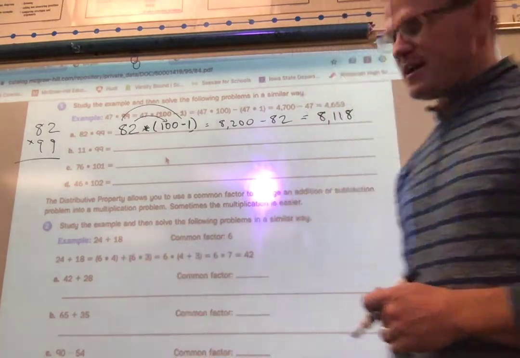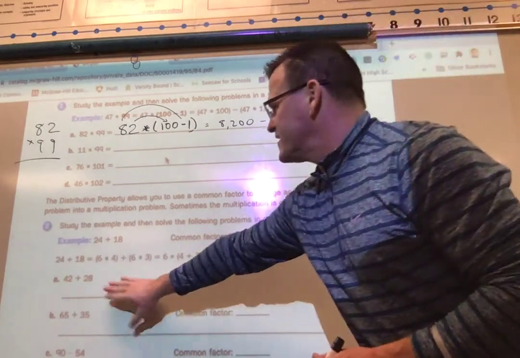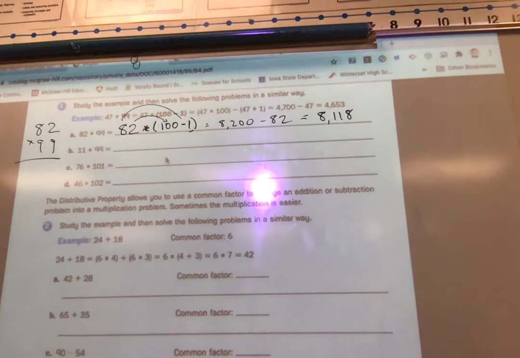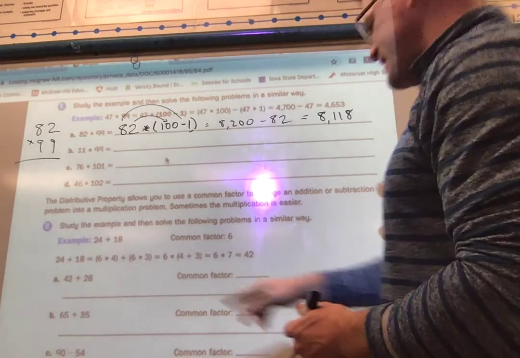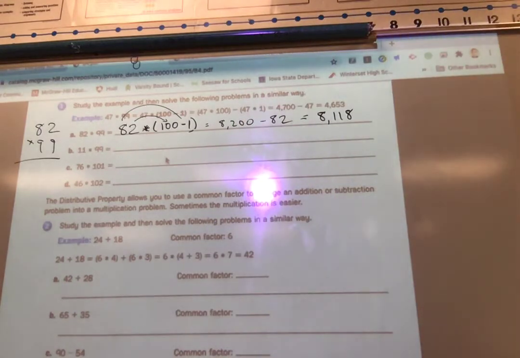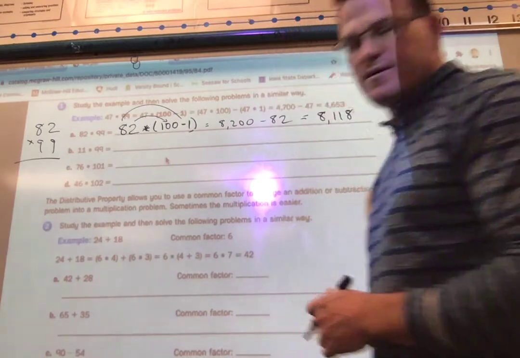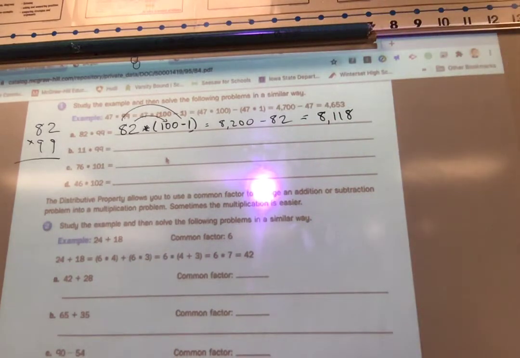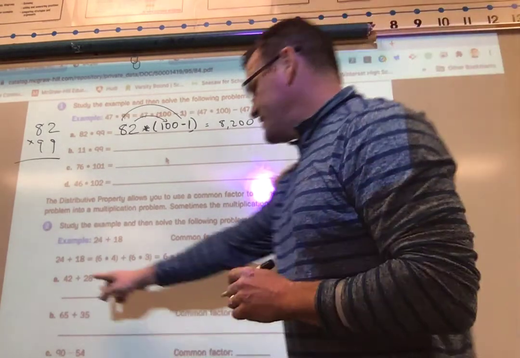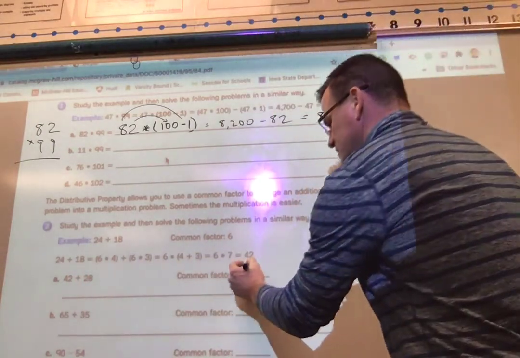This one's kind of tough for a lot of kids, but again, we're going to study it and see if we can use the distributive property. I think of it as undoing the distributive property. If I can find a common factor in these, I can use the distributive property to solve this instead of just adding 42 plus 28, even though that's pretty simple to do quickly. But let's think more deeply about it. I know 42 and 28 can both divide by 7. I know 7's a common factor.